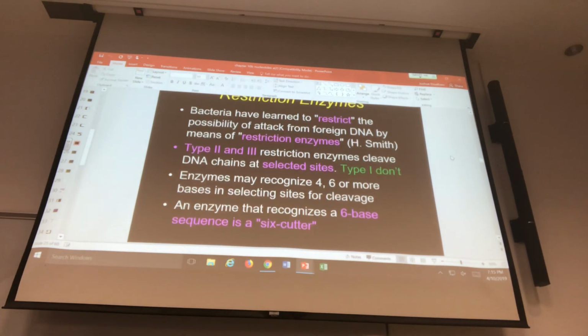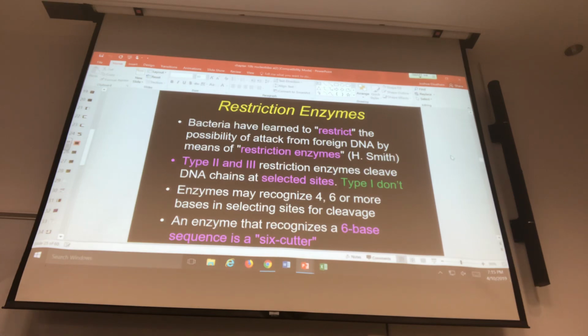Here is the general information of like type 2 versus type 3 and type 1 restriction enzymes. It's kind of given to you right here, so I'm not going to go over it in detail, but be able to, in a multiple choice version, be able to tell the difference between them. Really, the important part is this thing here, a type 1 restriction enzyme does not have a specific pattern it looks for, all the other ones do.